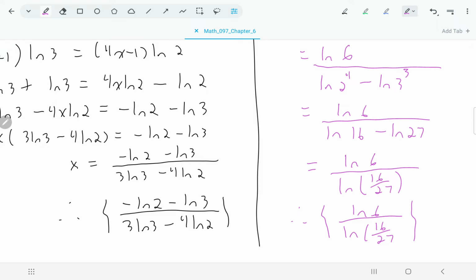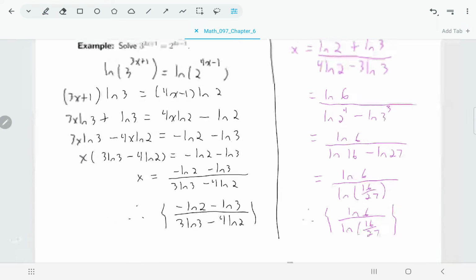This is, again, what I meant about how with a logarithm, your answer may look wildly different. And in this case, it's not even slightly different, it's completely different. The original answer that I had a bunch of 2s and 3s and 4s, and here I've got 6s and 16/27. It looks like a completely different number than the first one. However, these two answers are equivalent to each other.